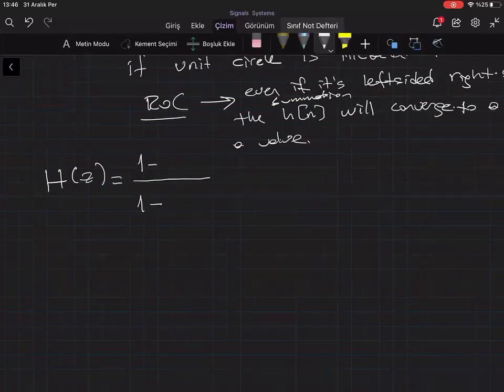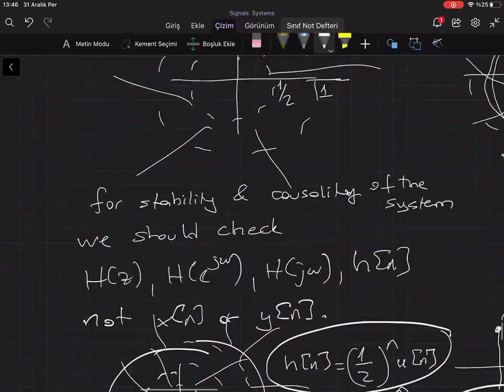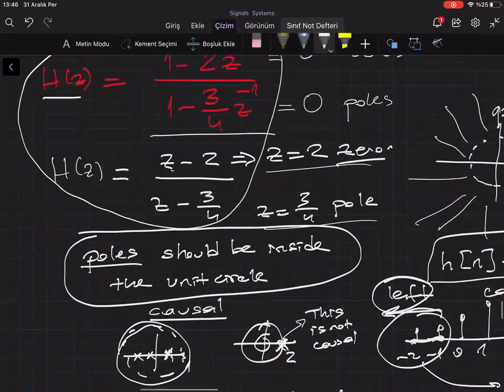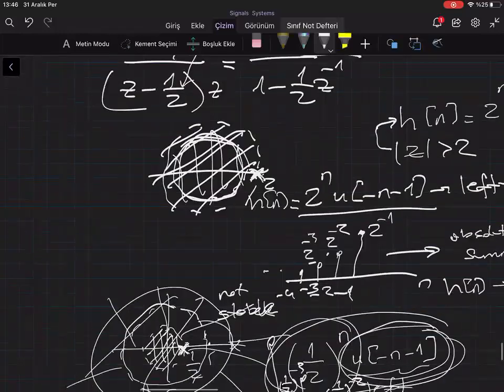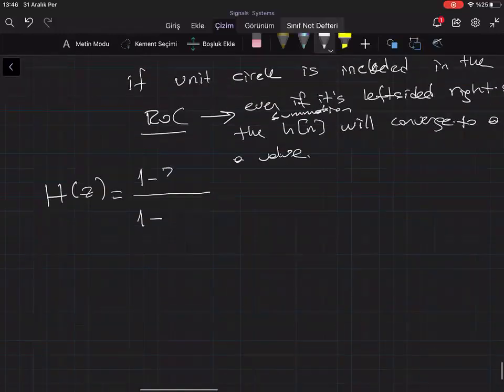What was h of z? 1 minus 2 z to the power minus 1, over 1 minus 3 over 4 z to the power minus 1. Okay? Now, how should I approach this problem and find out h of n?